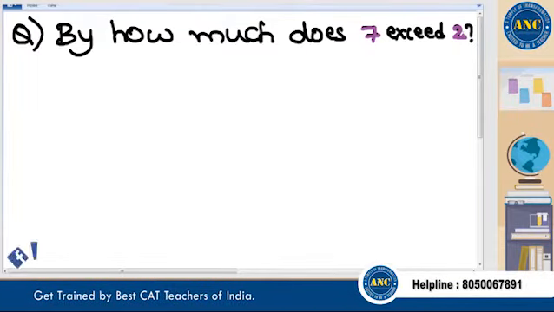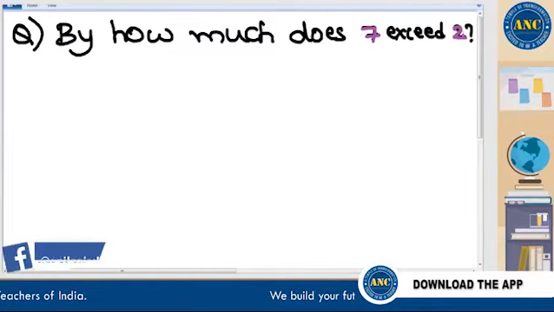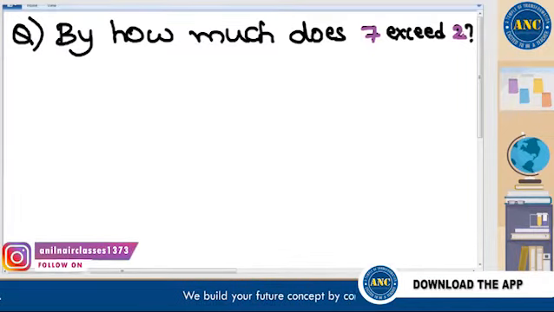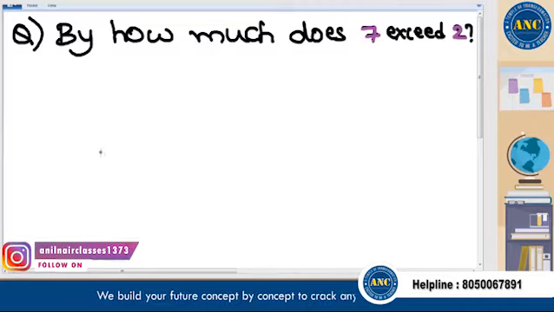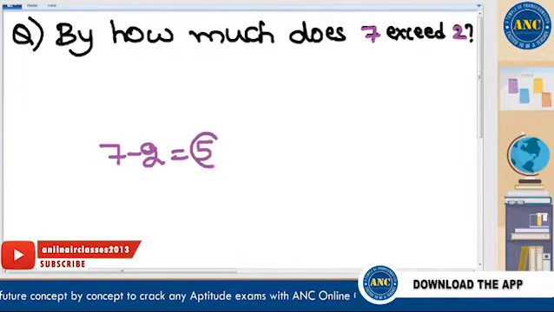7 is greater than 2 by actually how many units? 5 units. How will you get 5? That 5 is nothing but 7 minus 2. Right? This should be the answer.